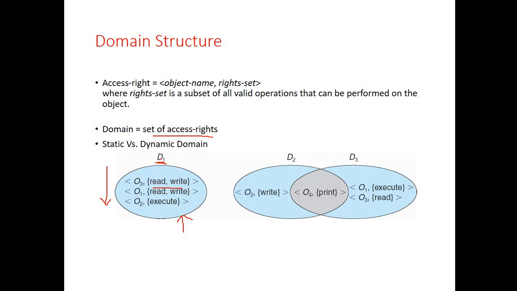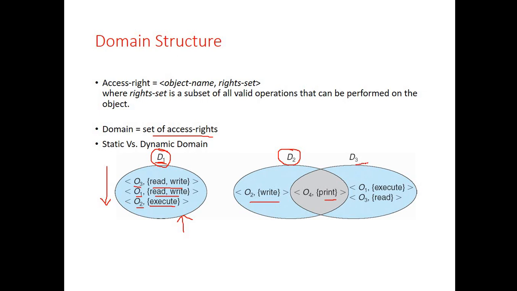If any process belonging to domain D1 has access on objects O1, O2 and O3, the access rights are as follows. A process under domain D1 can enjoy the rights of read and write on object O1, and the process can have an execute permission for object 2. The process can have read write access to object 3. This is about the processes under domain D1. Coming to processes under domain D2. The processes defined under domain D2 have write access permission on object 2 and print access permission on object 4. So this is about the access rights of processes under domain 2.